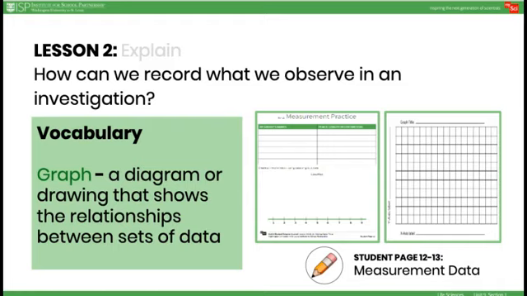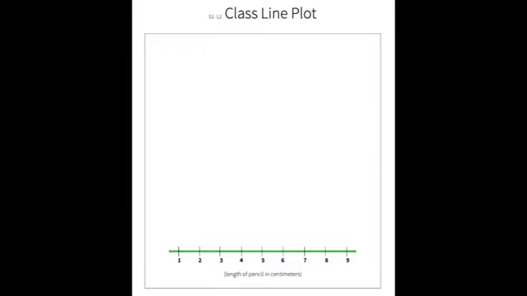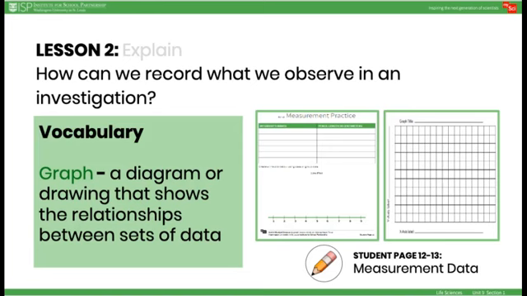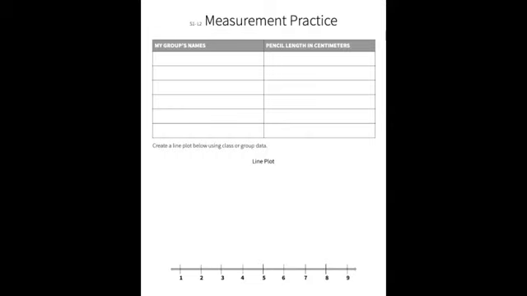First, use student pencil length data to create a class line plot on teacher page 8. Then share this data with students so that they can recreate the line plot using whole class data or create their own line plot using their own group's data on student page 12. Then have students use the data from this line plot to create a bar graph on student page 13.